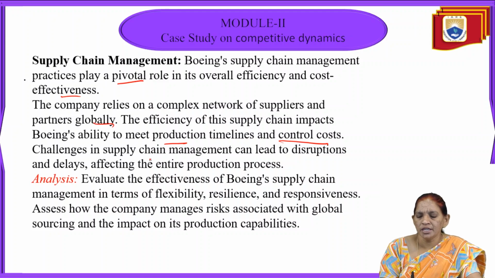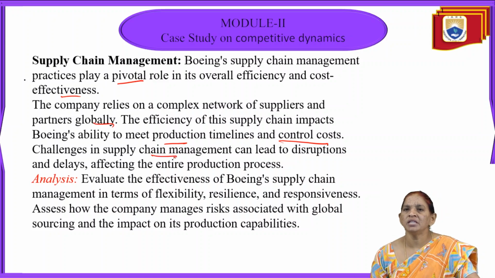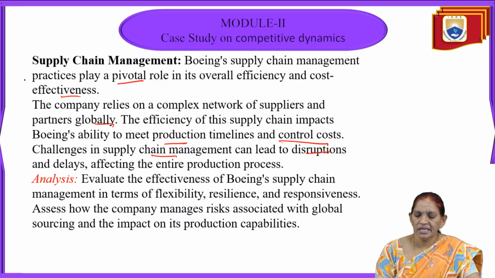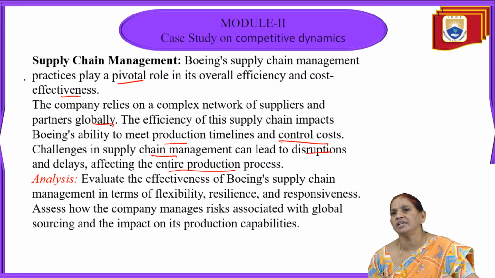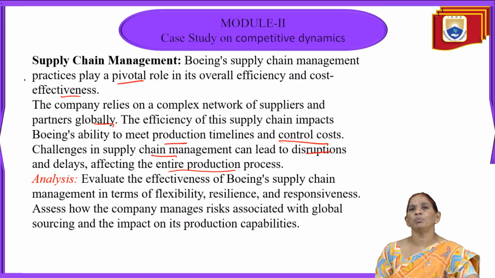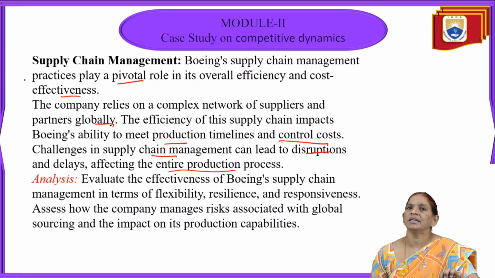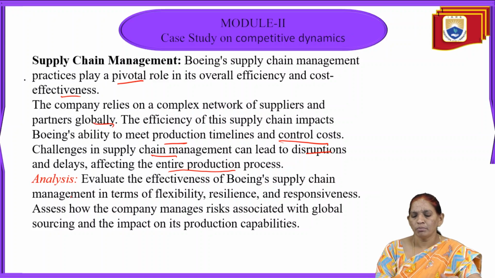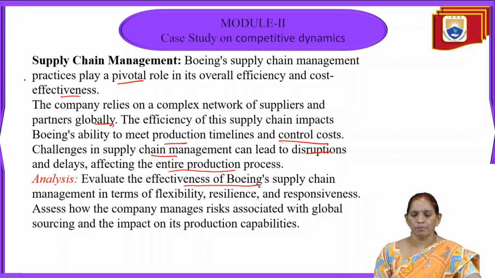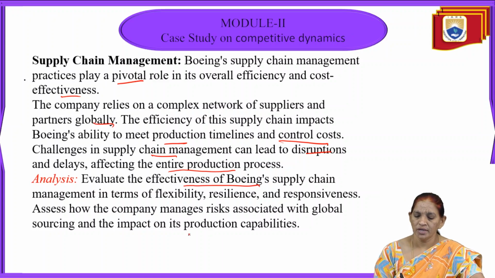And challenges relating to supply chain management have led to disruptions and delays, affecting the entire production process. Means different challenges, like delays in getting raw materials, may affect the entire production process. So with these challenges, the company itself has analyzed supply chain management by evaluating it in terms of flexibility, resilience and responsiveness.